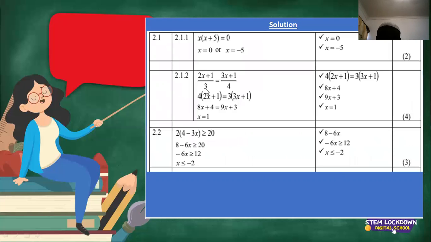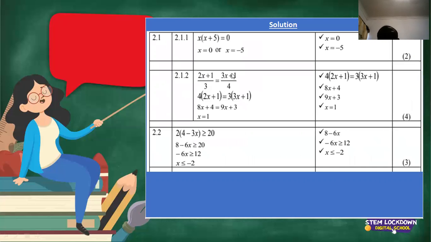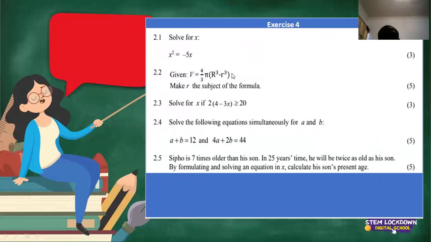Let's see what is being said there precisely. So we're saying that that is the solution. Our r becomes the cube root of capital R cubed minus 3v over 4 pi.